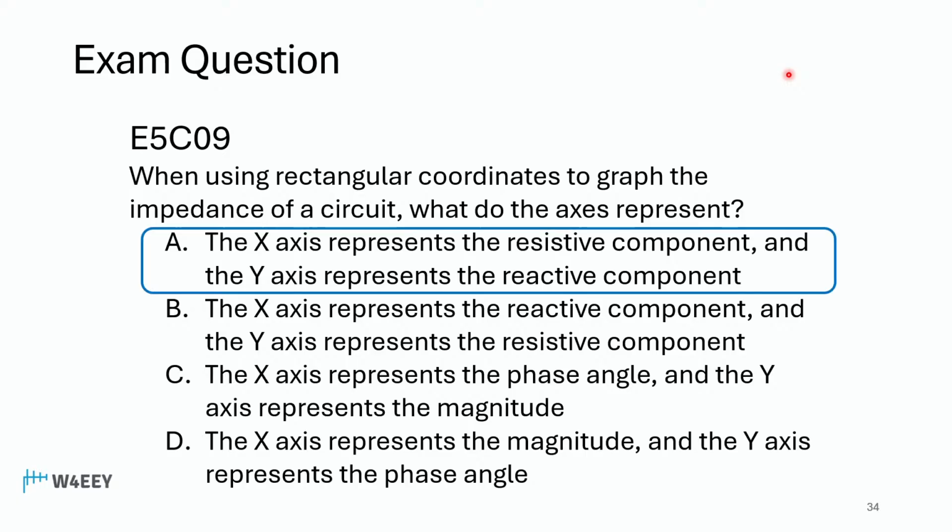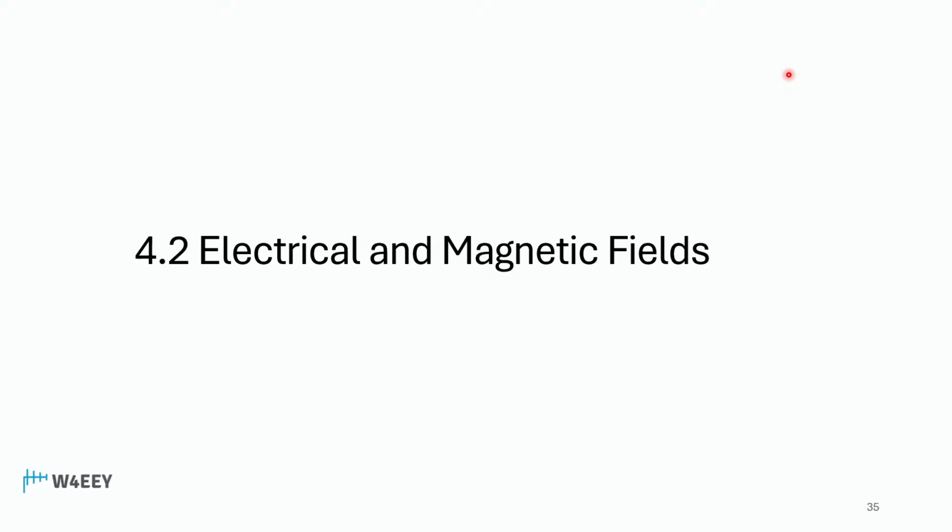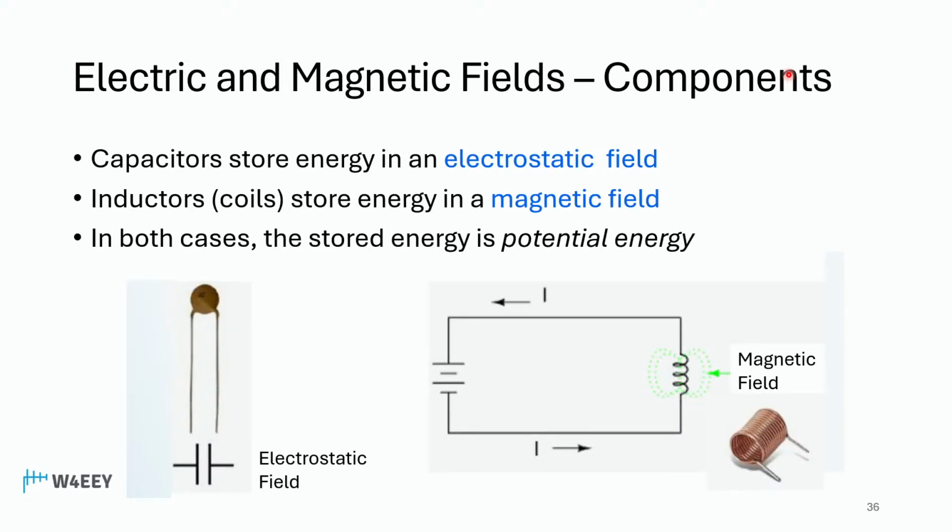Alpha. It is alpha. The x-axis represents the resistive component, or the real axis, and the y-axis represents the reactive component. Correct. All right, let's get into another little area here, electrical and magnetic fields.